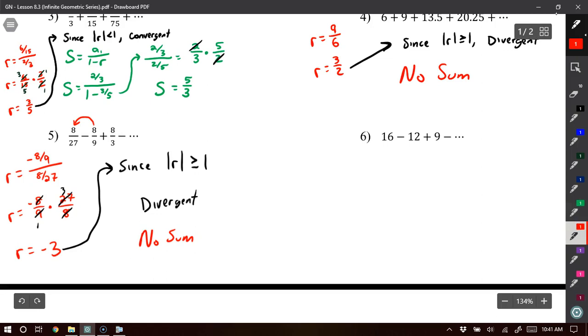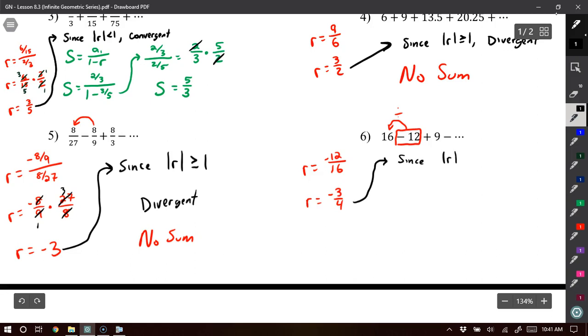And the second term, I see this negative on it. So I'm going to take that -12 and I'm going to divide by the 16. So my common ratio is -12 over 16. That, of course, can be simplified into -3/4. First, determine whether it's convergent or divergent. Well, since the absolute value of -3/4 is less than 1, this is a convergent series.